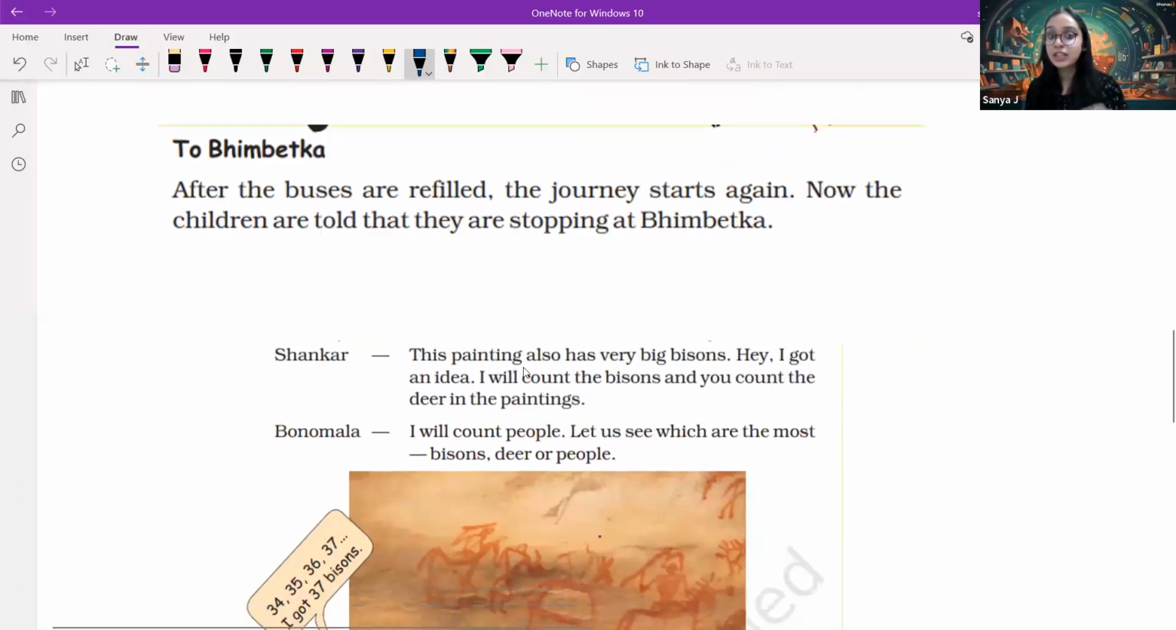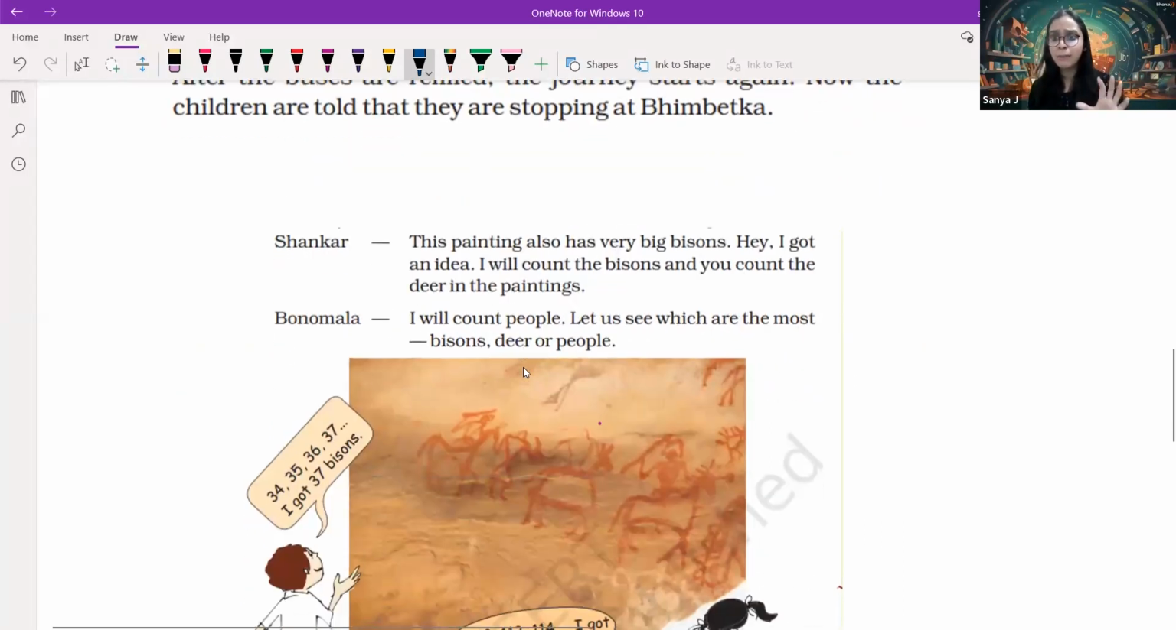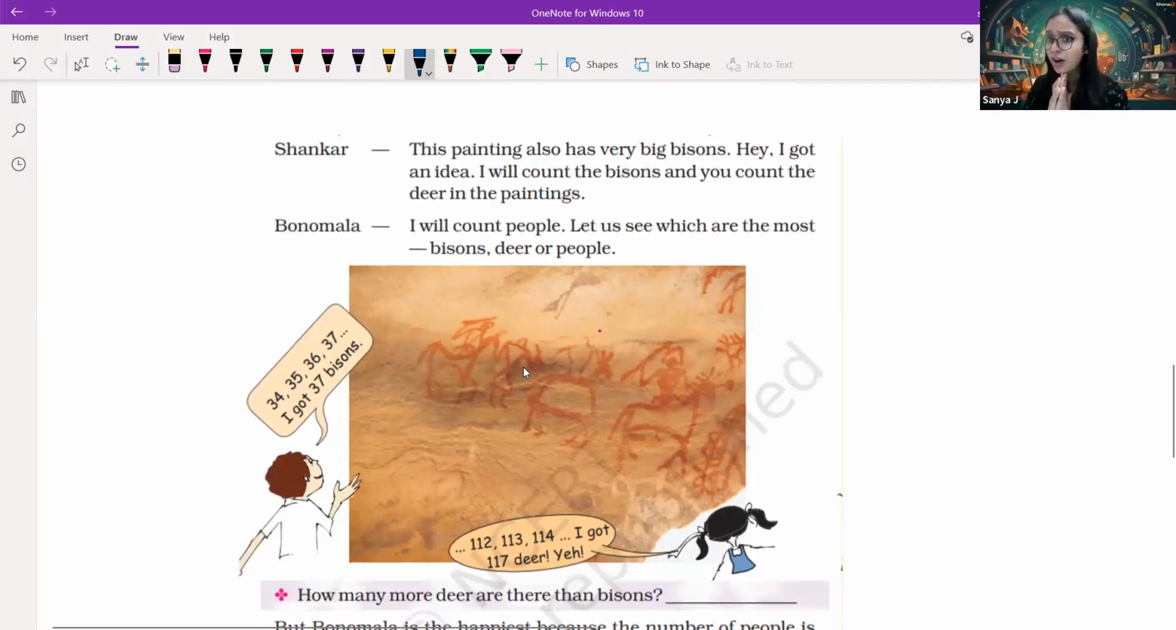So now the journey starts again and they will be stopping at Bhimbetka. In Bhimbetka, there are lots of caves and lots of old paintings. The children are very excited to have a look at those old paintings. Now Shankar has a look at the paintings. In one painting, he finds big bisons and deer.